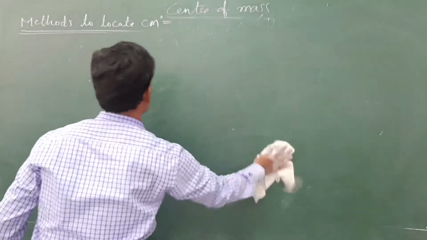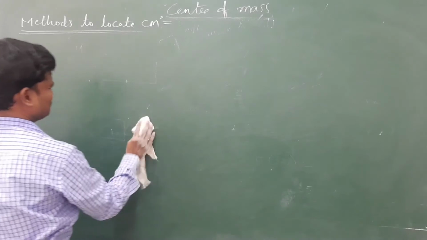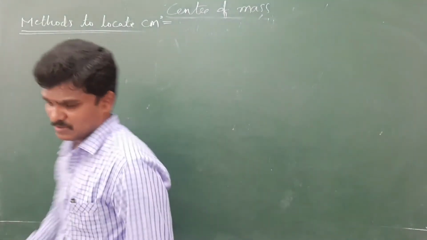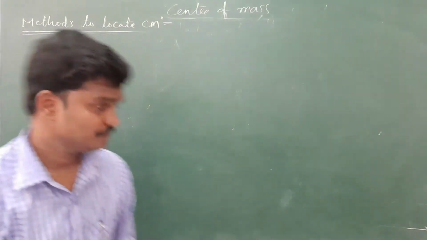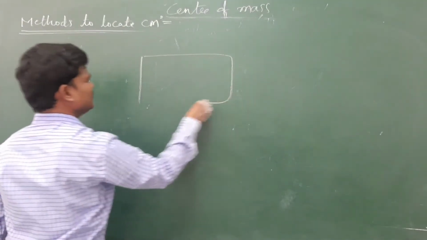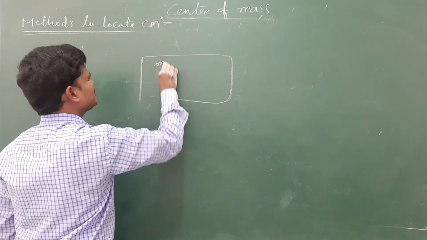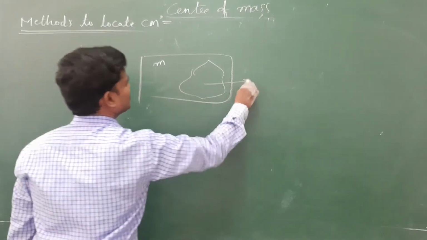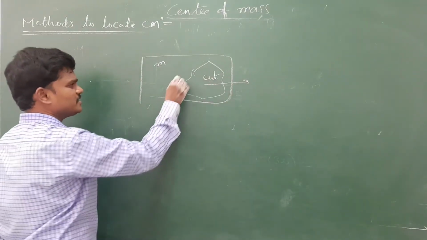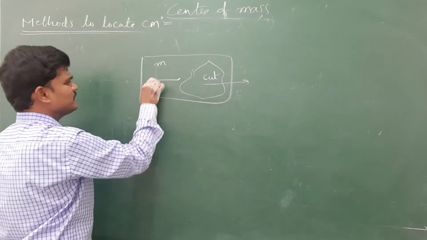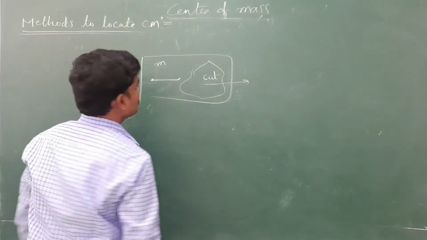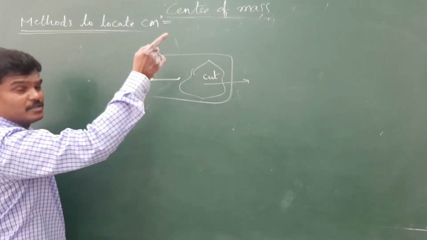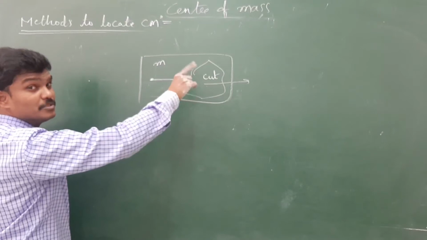Now let us see one more question. Some part is removed. See, in general, this is a square plate whose mass is m. And some part I remove like this. If this is cut, initially the center of mass is here. If this side is cut, the center of mass will shift this side. So again the same formula: m2 into d by m1 plus m2. m2 is the removed part.